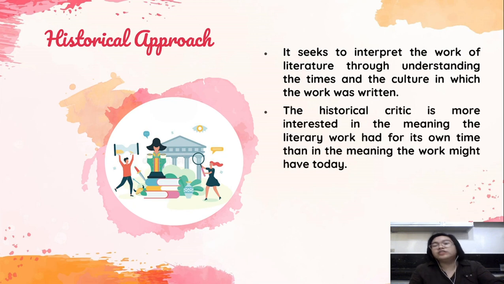The historical critic is more interested in the meaning the literary work had for its own time than in the meaning the work might have today. So the critic looks beyond the literature. They look for broader historical and cultural events that may have influenced the author to write the literary text.